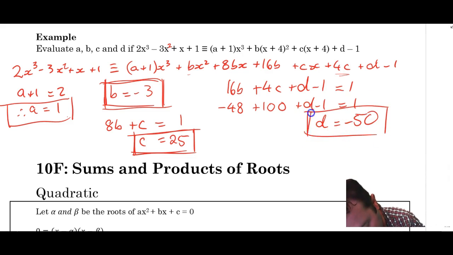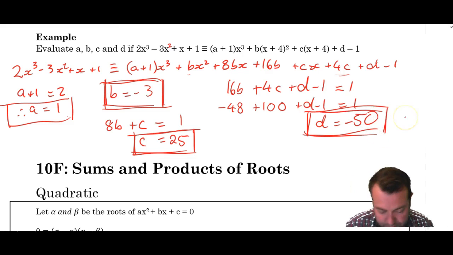And there we go, a, b, c, and d. If that is the case, then they are the values of each of those terms. Who would have thought it? There you go.